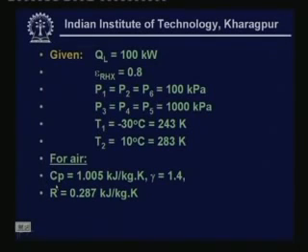Okay. So, the given information is like this. QL is 100 kilowatt and the effectiveness of the heat exchanger is 0.8, and the low side pressure, that means the suction pressure, is 100 kilopascal and the discharge pressure is 1000 kilopascal, and temperature T1 is minus 30 degrees centigrade, that is 243 Kelvin, and temperature T2 is 10 degrees centigrade, that is 283 Kelvin. And for air the properties are given as Cp is 1.005, gamma is 1.4 and R is 0.287 kilojoule per kg Kelvin.